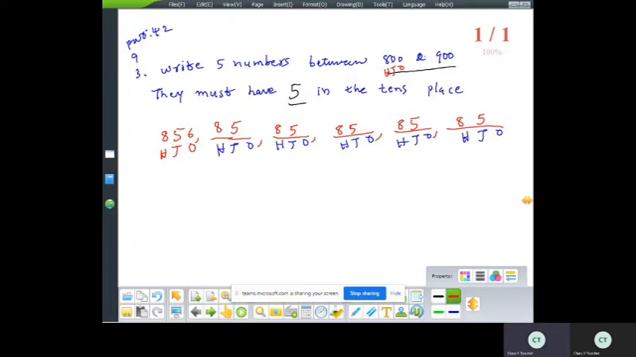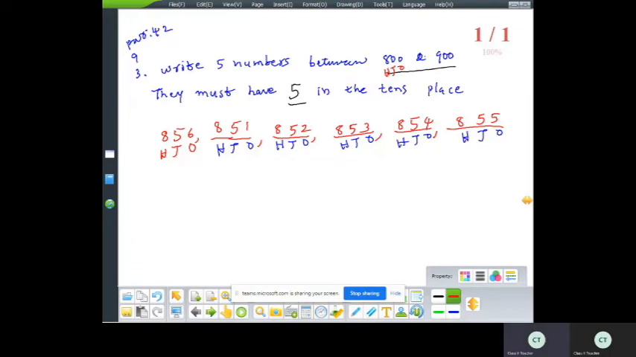850. Here 856 is given. We have to write the digit in the ones place. Our wish: 1, 2, 3, 4, 5. Means 851, 852, 853, 854, 855. These numbers are in between 800 and 900. This is our answer. Okay?